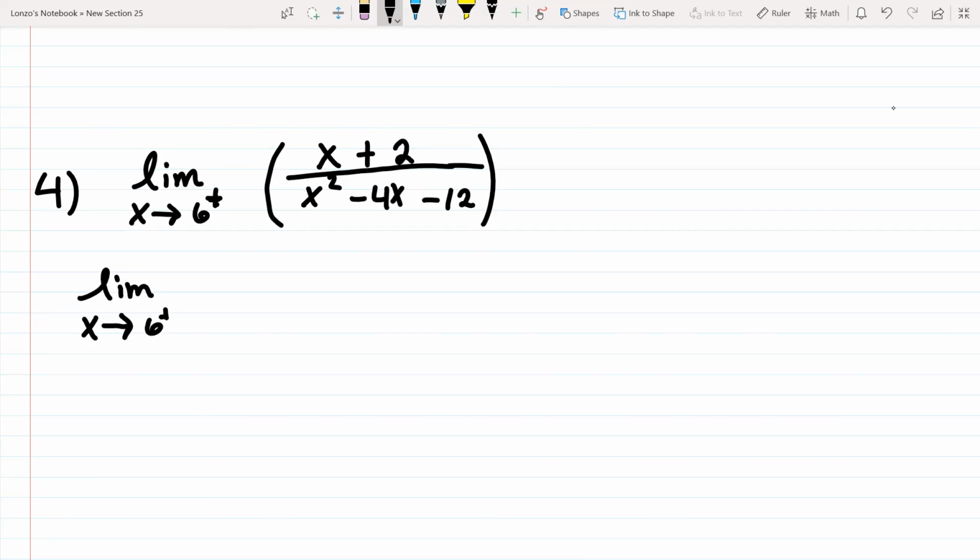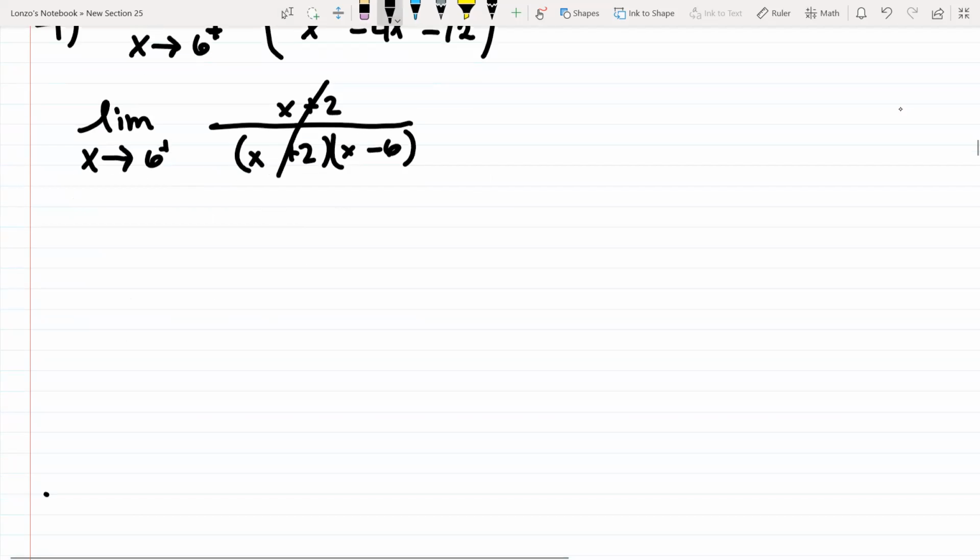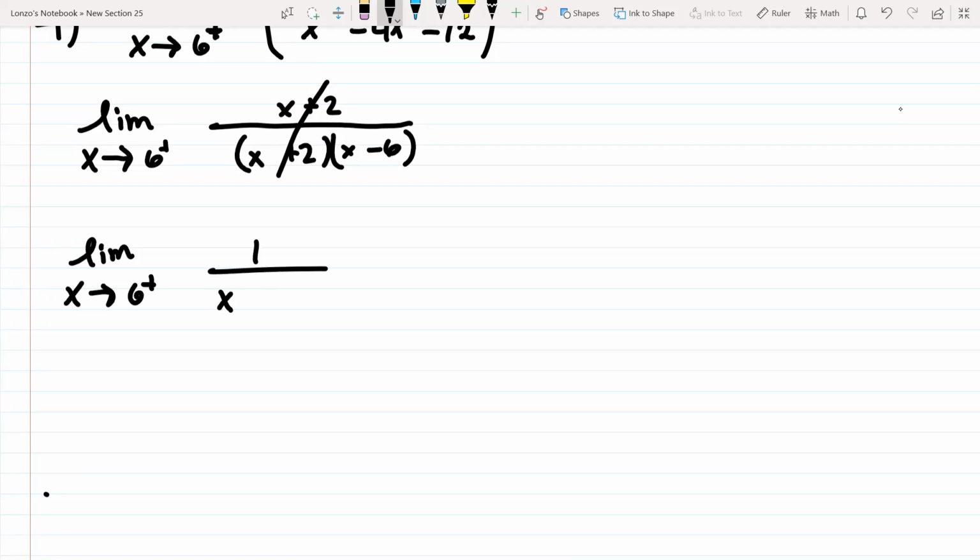What I would first do is maybe factor if I can. On the top it's x plus 2, and then on the bottom it could be factored as x plus 2 times x minus 6, right? And the x plus 2 cancels. So it's going to be the limit as x approaches 6 from the right of 1 over x minus 6.